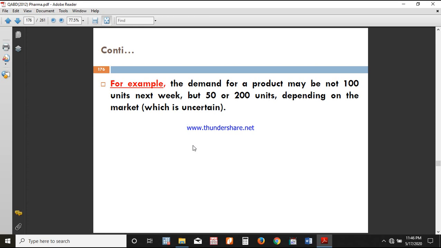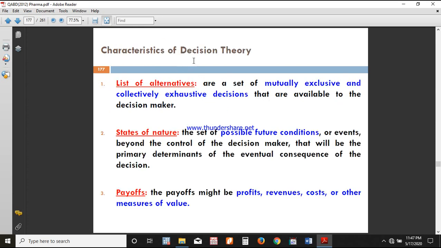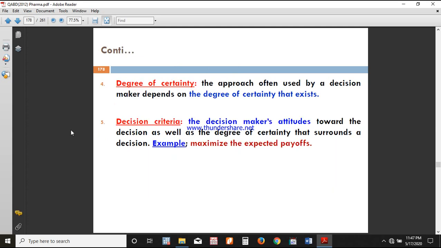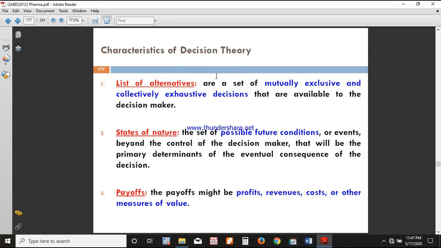Sometimes in predicting the revenue or profit margin of a business enterprise, companies may use different kinds and types of decision theories. These are the characteristics of decision theory. Basically there are 5 characteristics. The first one is that you can list the alternatives. This list of alternatives consists of mutually exclusive and collectively exhaustive decisions. The second characteristic is states of nature. You can set the possible future conditions or events.